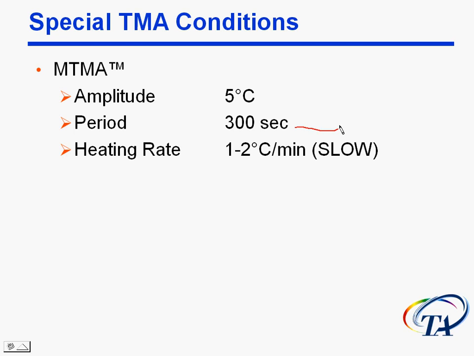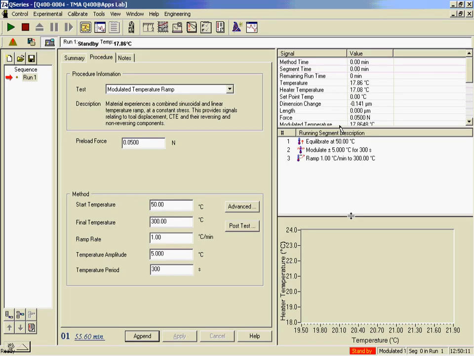Now to use modulated TMA, you have to have the MCA, the mechanical cooling accessory, unless you're running at a high enough temperature, like maybe 100, 150, where you get enough ambient cooling to be able to do that. Here's just setting up a modulated run.